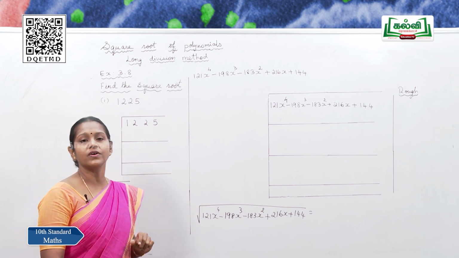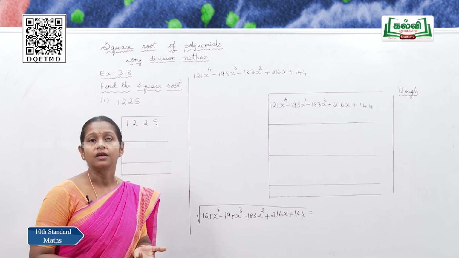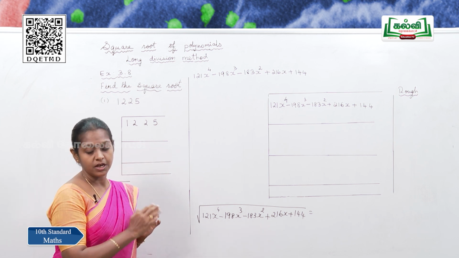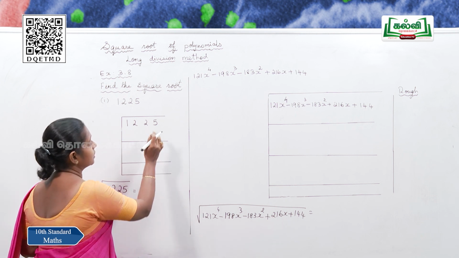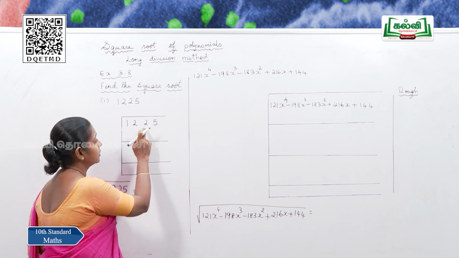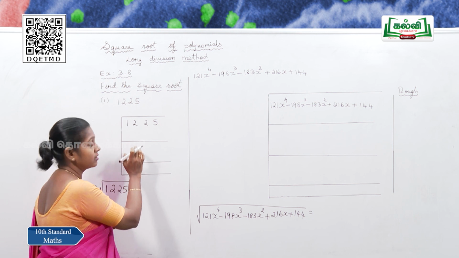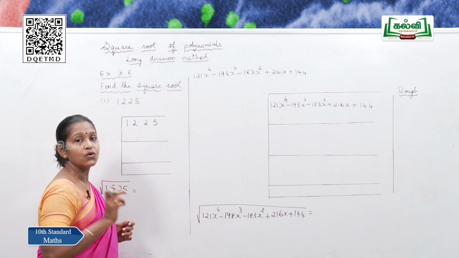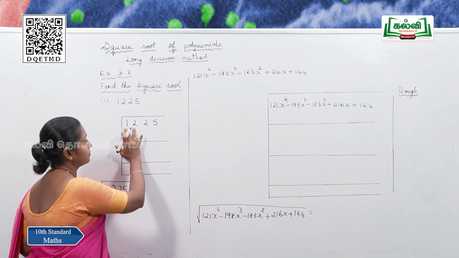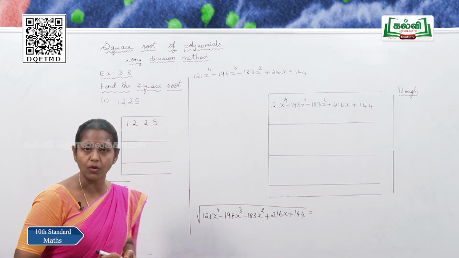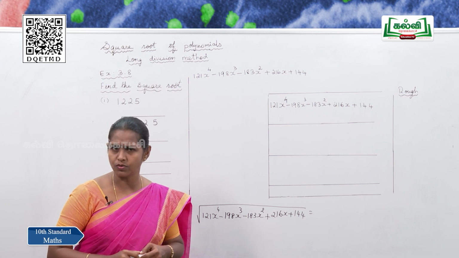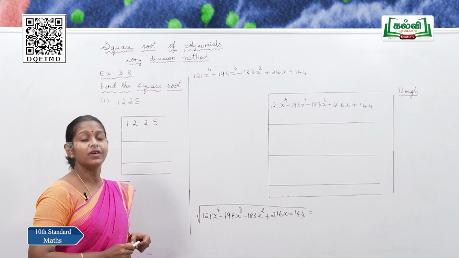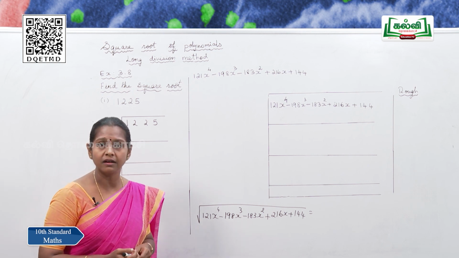1225. So, first what do you have to check? We have to pair the given numbers from your right. Now, see this. From your right, you have to start with 25, pair it. Next, 12, pair it. So, we take the first two digits, that means 12. So, you have to find the square root of 12. Do you have a square root of 12? Yes, very good. No. So, we have to take 3 threes are 9.